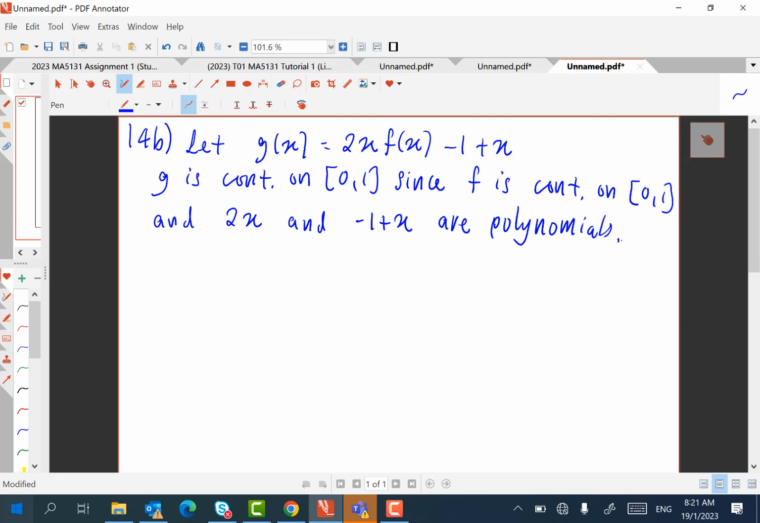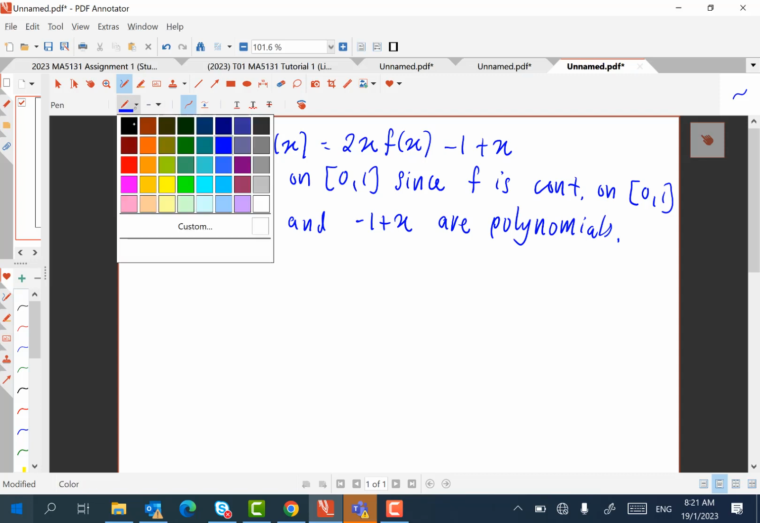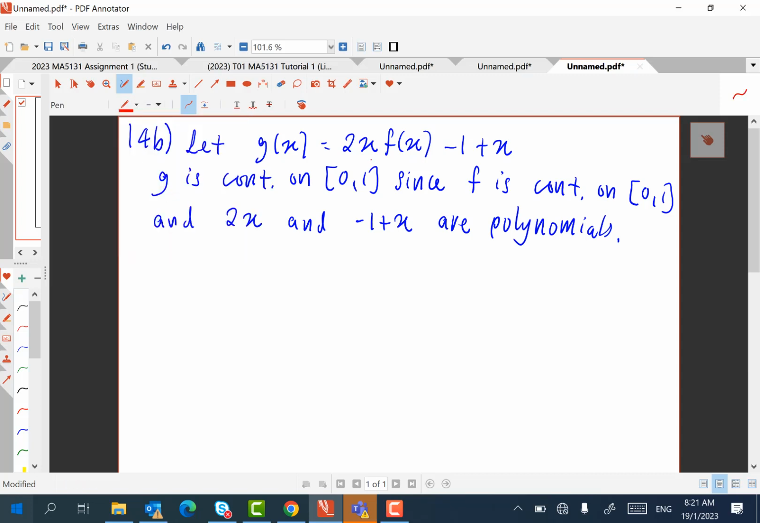So we have learned previously, if you have polynomial functions, they are continuous everywhere. And then we have also learned that if a function is continuous, you multiply it with a continuous function, it will be continuous. If you add or subtract a continuous function, it will also be continuous. So therefore, that affirms that the function g(x) is also continuous.